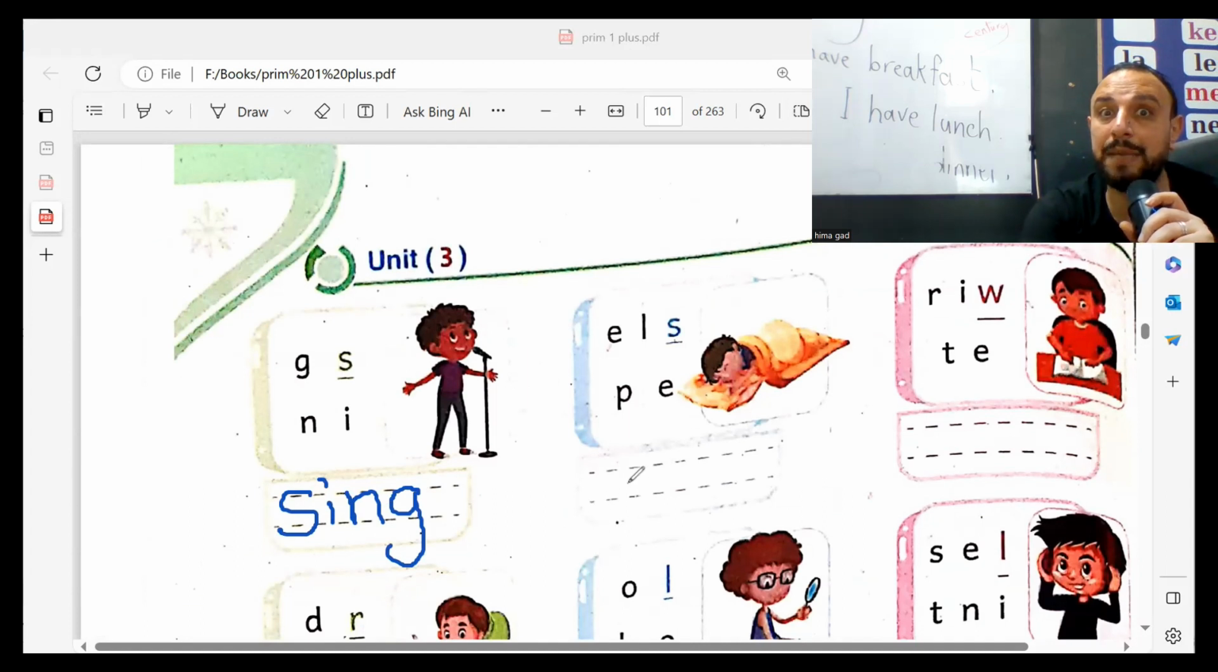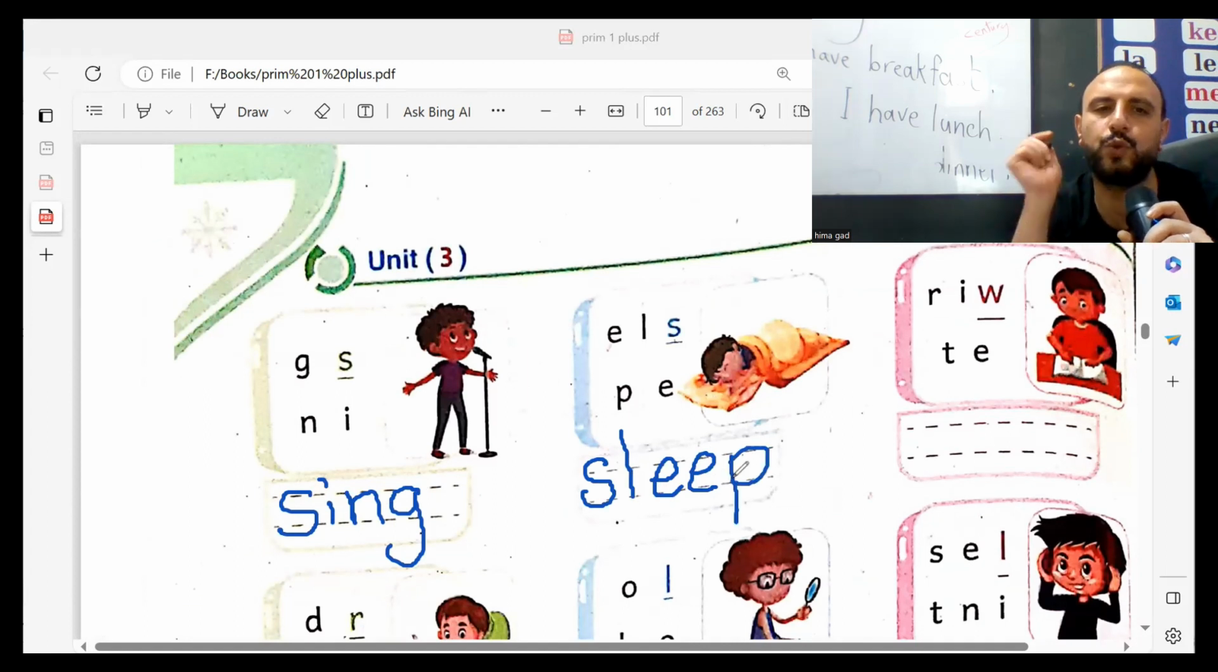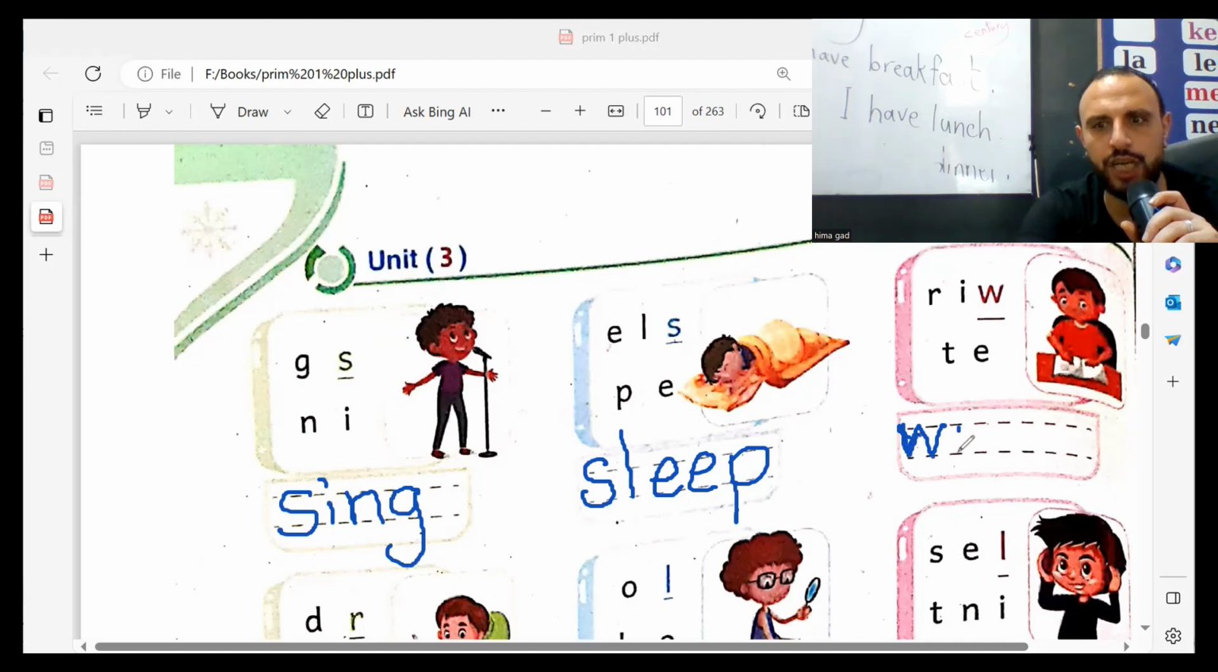Sleep. Let's spell sleep. Could you spell sleep? S-L-E-E-P, sleep. Let's spell write: W is silent, W-R-I-T-E. Write, sing, sleep, write.